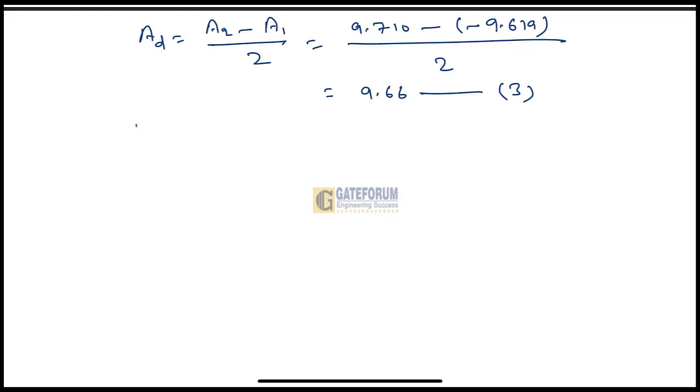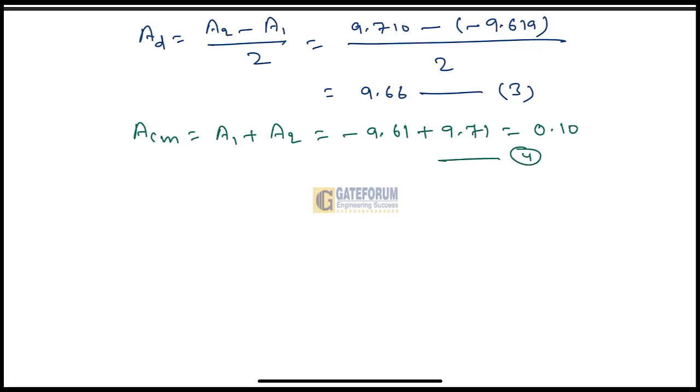Now what will ACM be? ACM is equal to A1 plus A2. This A1 is minus 9.619, or we can take it as 9.61, plus this A2, whatever we got, 9.71. So we got this value as 0.10. Let's say this is equation number 4.